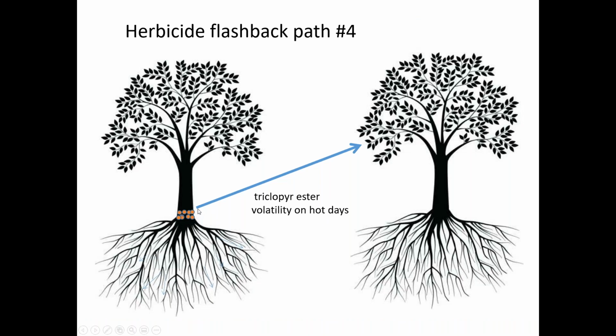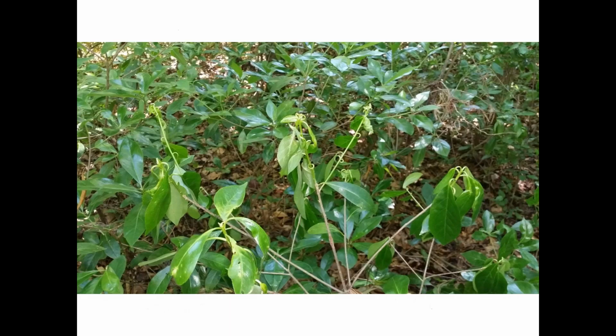Okay, number 4, and this is the most important one probably for triclopyr ester, is volatility on hot days, where it goes from the tree trunks itself, volatilizes, converts to a vapor, and is then distributed and moves through the air currents with the wind directly and lands on other trees where it can cause significant injury. So that is real, and we've seen plenty of that. These are the types of symptoms that you may see.